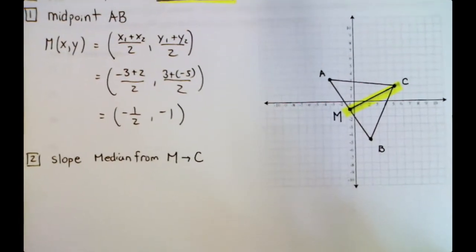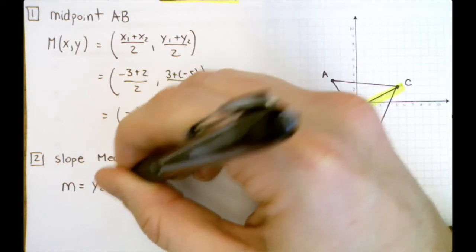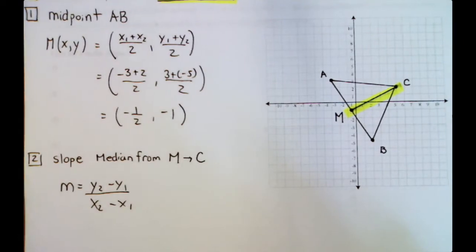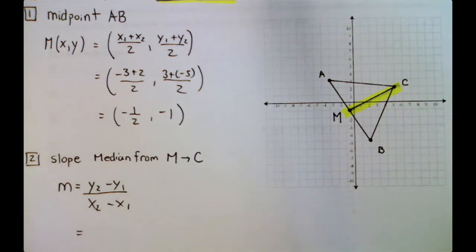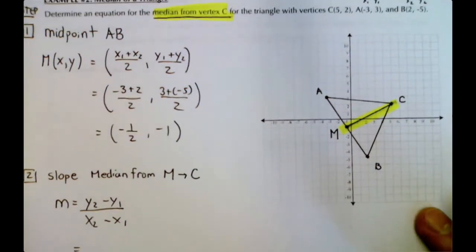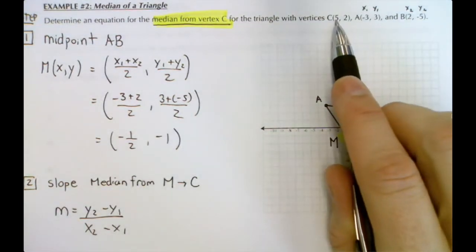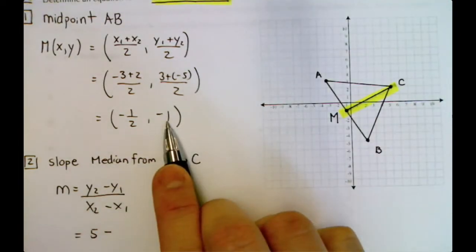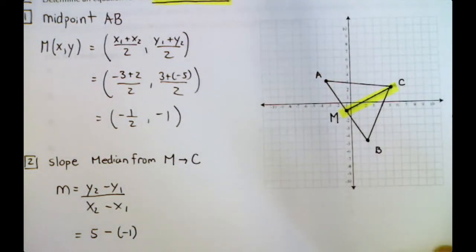So let's use our equation. Slope is y2 minus y1 over x2 minus x1. Let's call M our first point. So M will be our x1 and our y1, and C will be our x2 and our y2. So y2, 5, minus y1, negative 1. I made a mistake.